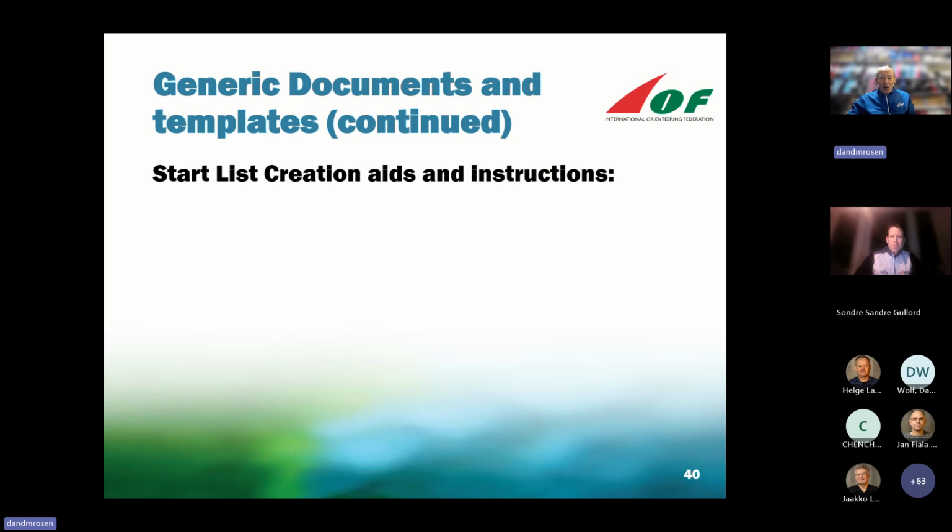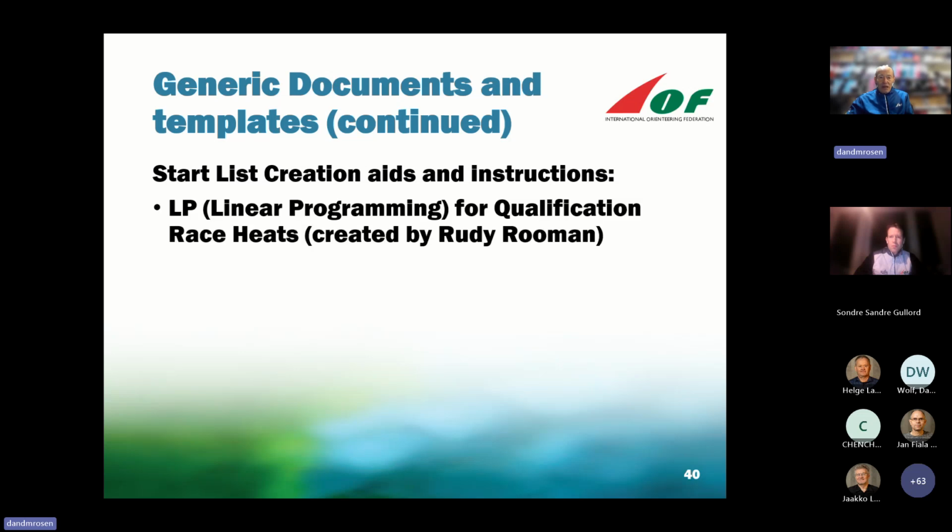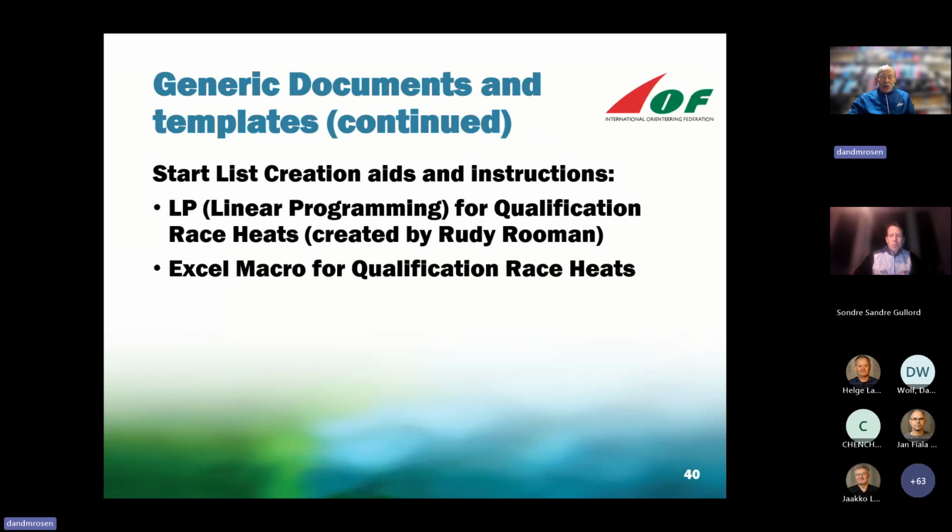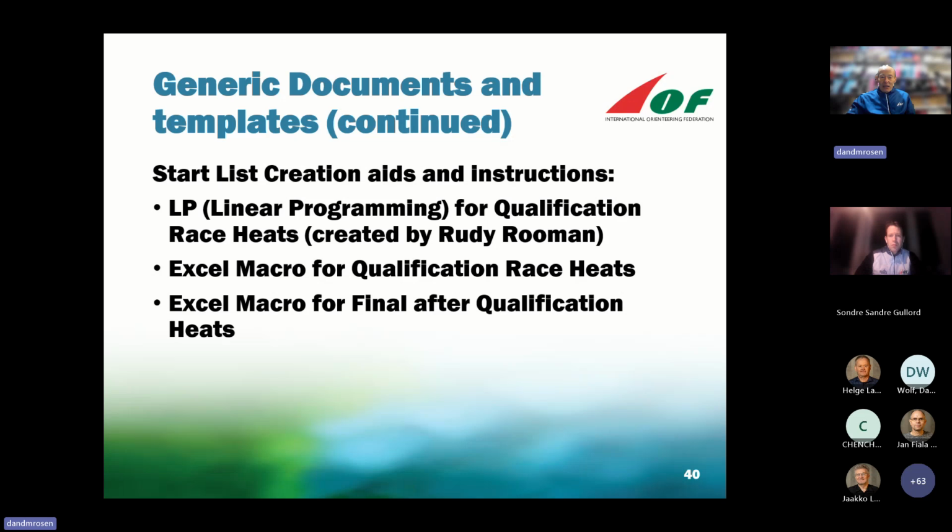There's various start list creation aids and instructions, probably more useful for high-level events. There's an LP or linear programming for producing qualification race heats. As you know, if you've got 3 parallel heats, you want them to be as balanced as possible. But there's also an Excel macro for producing qualification race heats, and several other Excel macros for the final after qualification heats and for single races. Often those last 2 can be done fairly easily by someone who's competent with the spreadsheets anyway.